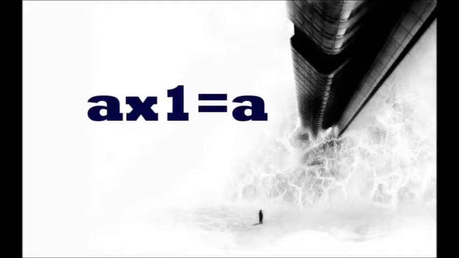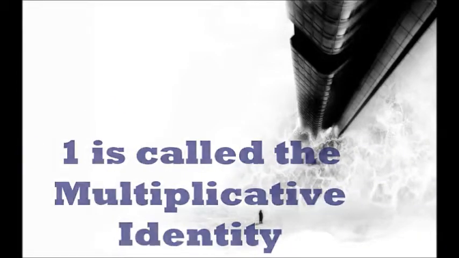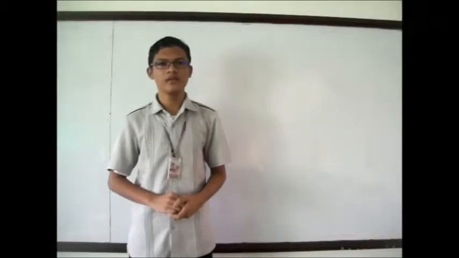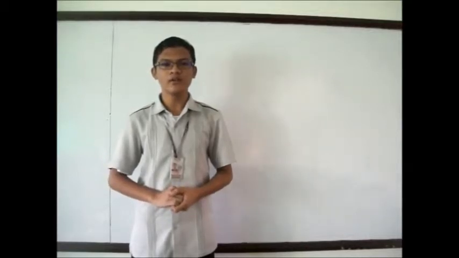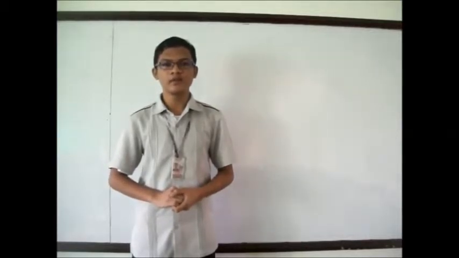Multiplicative identity property states that if a real number is multiplied by 1, the result will be the real number itself. Because of this, 1 is called the multiplicative identity. The next one is the associative property. It states that if you add or multiply two or more real numbers, and if you group some of them, their grouping does not matter.